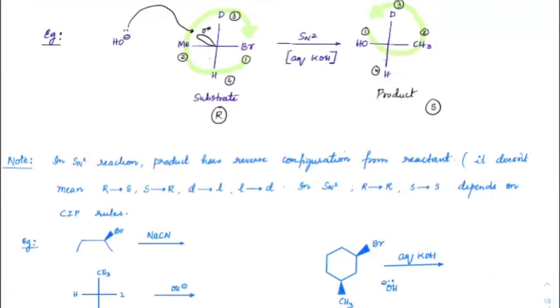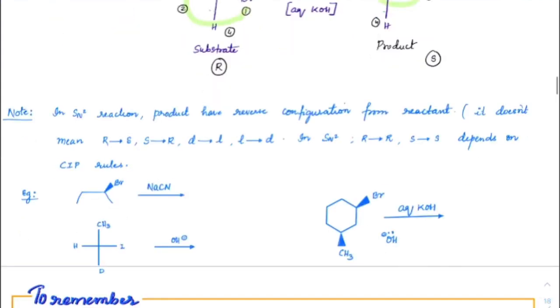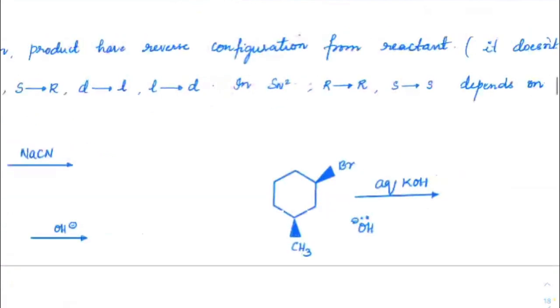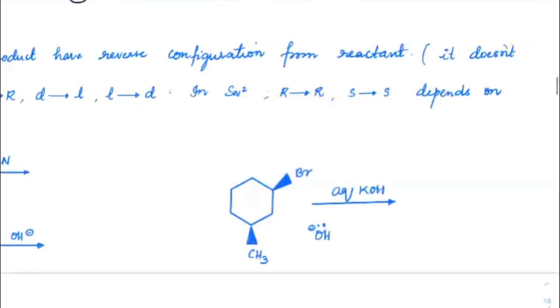Okay. Inversion means there is a change in the structure where there was a leaving group. The nucleophile is not coming from that side. Now it is coming from the other side. Okay, so read this carefully. In an SN2 reaction, the product has the reverse configuration from the reactant. It does not mean that it will have a change in its absolute configuration.